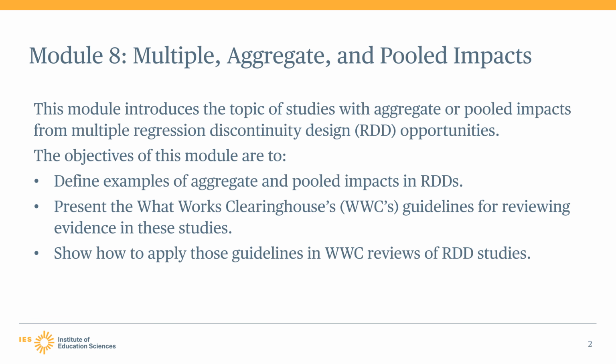So some regression discontinuity design studies may report aggregate or pooled impacts for some combinations of forcing variables, cutoff values, and samples. The WWC defines an aggregate impact as the weighted average of impacts that are calculated separately for every combination of forcing variable, cutoff value, or sample. Pooled impacts, on the other hand, are defined as those where data from each combination of forcing variable, cutoff, and sample are standardized and grouped into a single data set for which a single impact is then calculated.